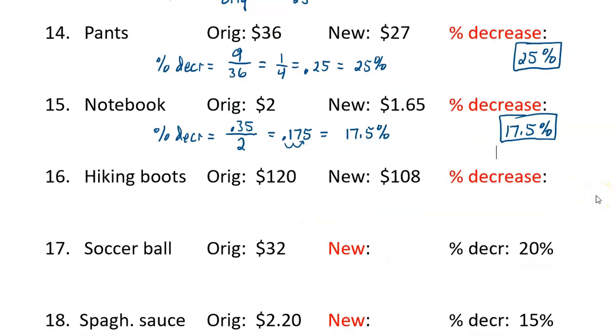Number 16, same thing. Let's find the percent decrease. What was the amount of decrease? $12 compared to the original price, $120. This fraction reduces to 1/10, which is the decimal 0.10, which is the percent 10%.